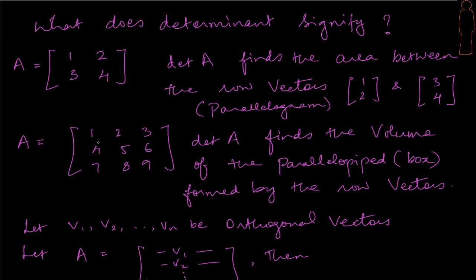Similarly, if I look at a 3 by 3 matrix, I have 3 vectors now. So how do I understand the determinant? The determinant is going to find, look, this is just the area, but now this is going to find the volume of the parallelepiped, something like a box, right? In a box, they are perpendicular to each other, but in a parallelepiped, they may not be perpendicular to each other, okay, which is formed by the row vectors. So use the row vectors to form a parallelepiped, and look at the volume of that. That is the same as the determinant of this matrix.